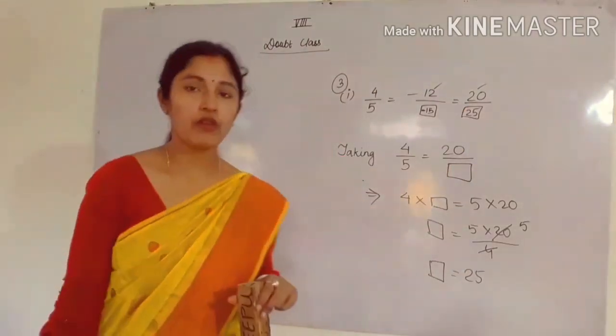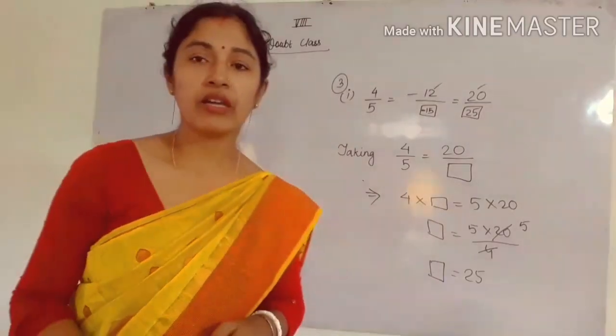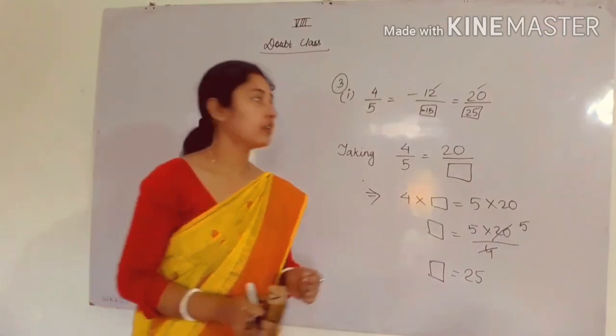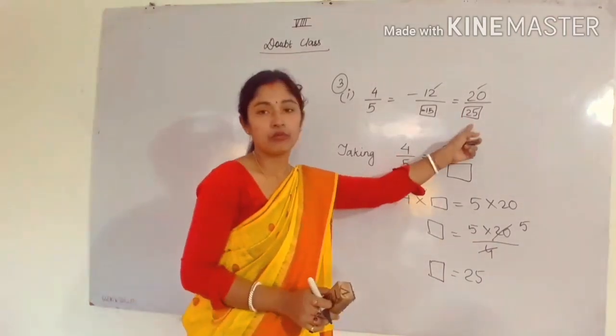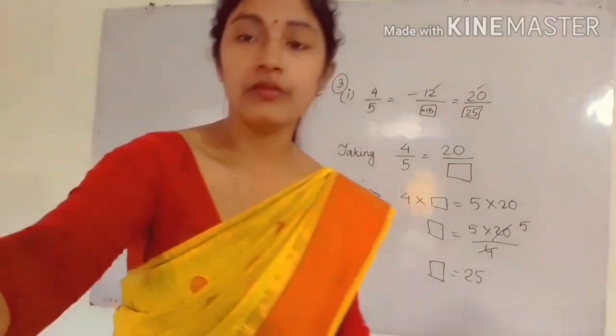So this is the way you have to do it. You can take the second and third ratio also. By taking the second and third ratio and using the cross product, you can find the value of the second box which is in the denominator. Okay, so come to the next question.